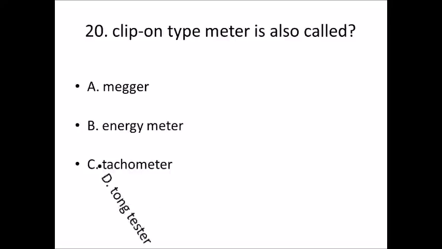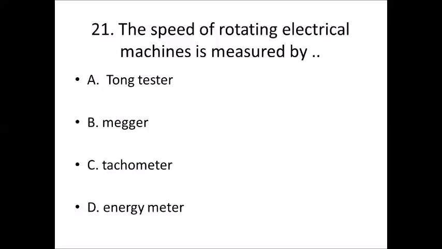Answer option D, tongue tester. 21st bit. The speed of rotating electrical machine is measured by option A, tongue tester. Option B, Megger. Option C, tachometer. Option D, energy meter. Answer guess cheyandi.